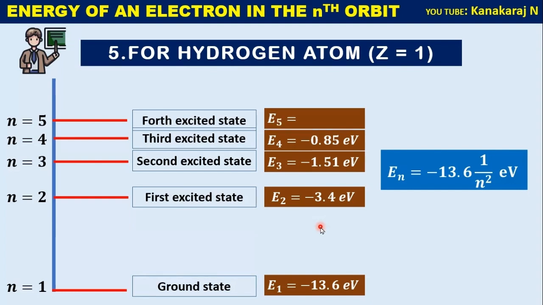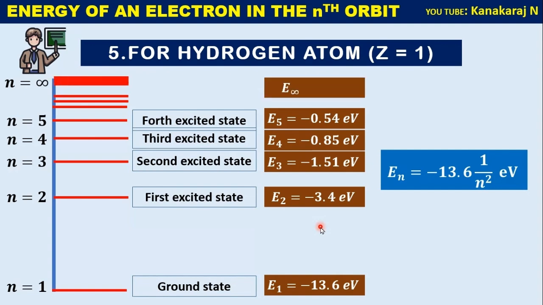As we go higher, the energy states are getting closer and we finally get the infinite energy state. The energy here is 0. The energy is increasing in the upward direction. They become less and less negative. That means its energy increases.